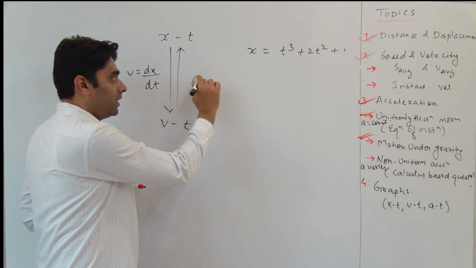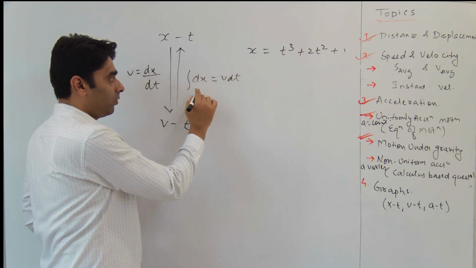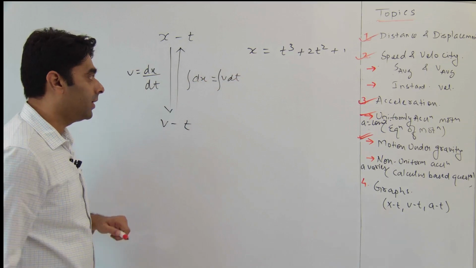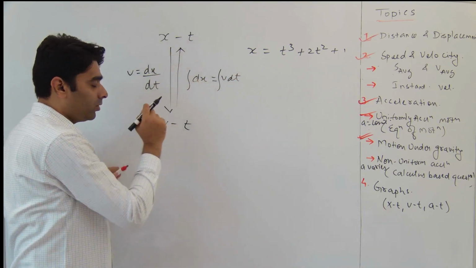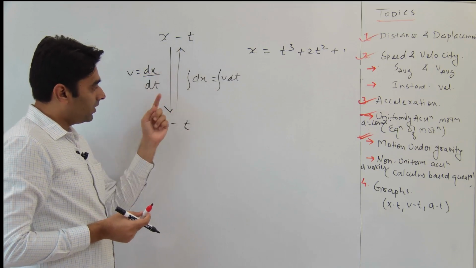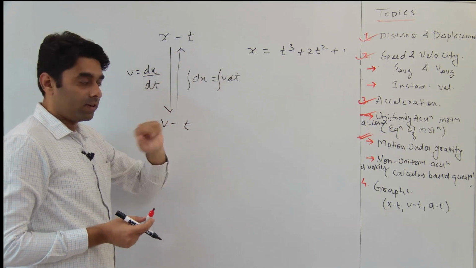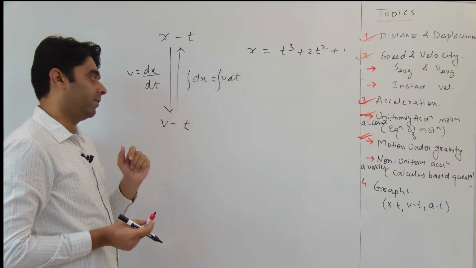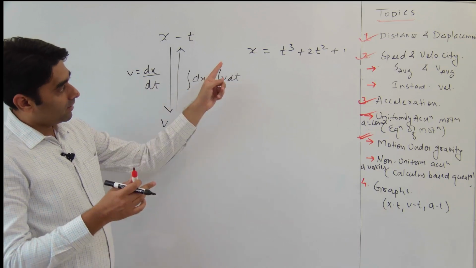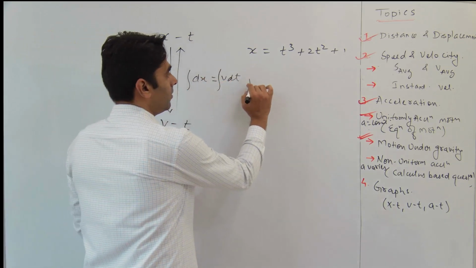How? dx is equal to v dt, and therefore we can write integral dx is equal to integral v dt. So to get x(t) from the velocity-time equation, we will have to integrate. If we want x as a function of t, we will have to integrate it. Fine. Now once you get your velocity as a function of time, I'll take the example that I have taken, x as a function of time t.